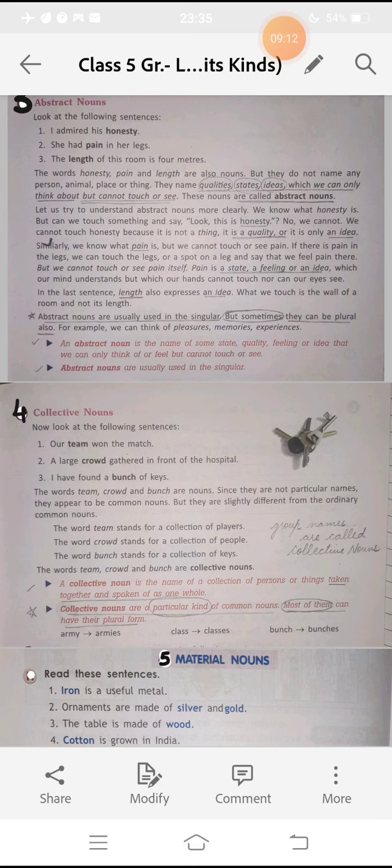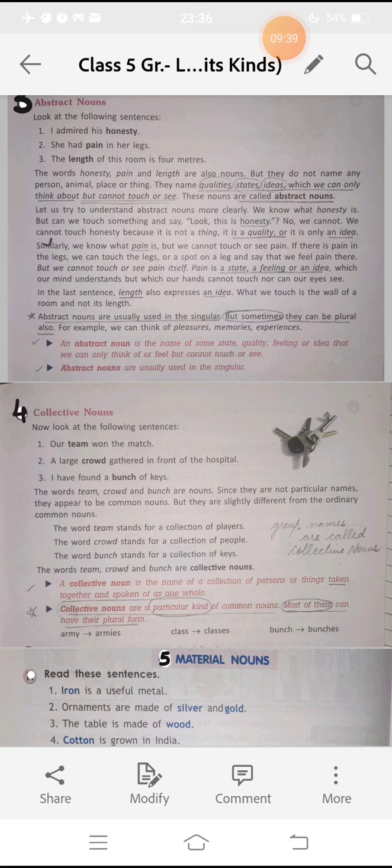An abstract noun is the name of some state, quality, feeling or idea that we can only think of or feel but cannot touch or see. So you can think about it, you can feel it, but you cannot touch it. Abstract nouns are usually used in singular form. However, there is a part which I have circled, but sometimes they can be plural also. So take care of it.